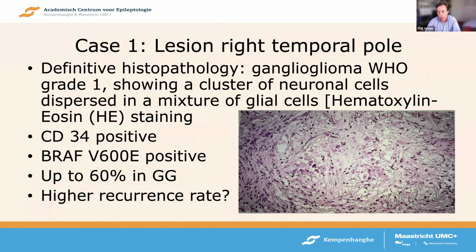And this was what our neuropathologist was showing. We have once in 2 months all our histology shown by our neuropathologist dedicated in epilepsy. And he told us it's a ganglioglioma, WHO grade 1, CD34 positive. That's quite a special marker for gangliogliomas. BRAF V600 positive, which is seen in up to 60% of gangliogliomas. The meaning of the BRAF mutation is not very clear at the moment, but there are some publications that patients with the mutation have a higher recurrence rate of tumor. So this was the pathology in this young lady.